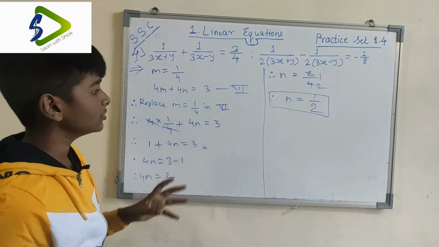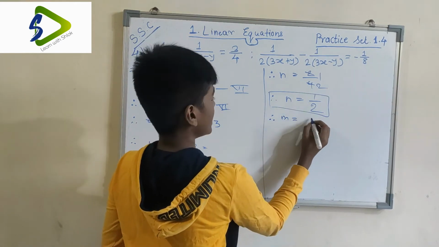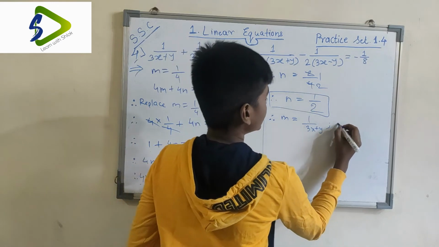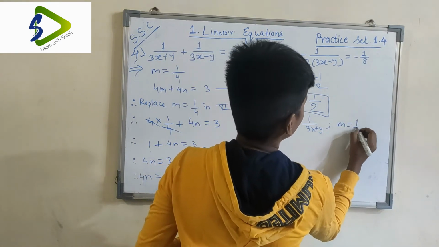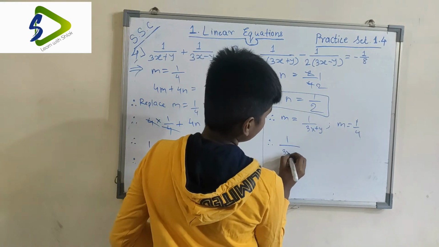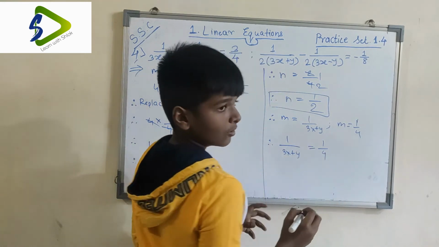And now that we found the value of n, we can finally find the value of x and y. So therefore let's find the value of x first. So we consider m as 1 by (3x plus y), and also that m is equal to 1 by 4, and that means that 1 by (3x plus y) is also equal to 1 by 4.